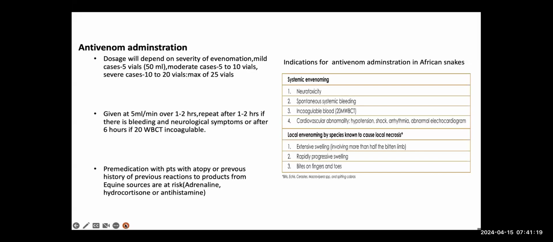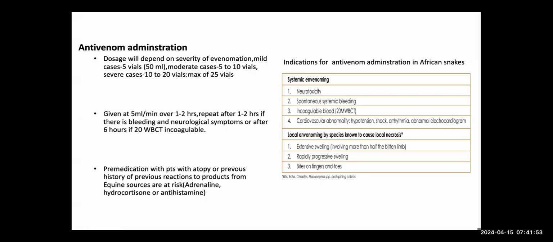Then for envenomation, for the index patient, what are the indications that this patient would need anti-venom administration? There's a small table by the side that shows signs and indications for anti-venom administration in African snakes. So this patient had local signs, based on this chart. After I finished doing my 20-minute whole blood clotting time, the patient might fall into systemic envenomation, but based on the history alone, the patient has one of the local signs for anti-venom administration.